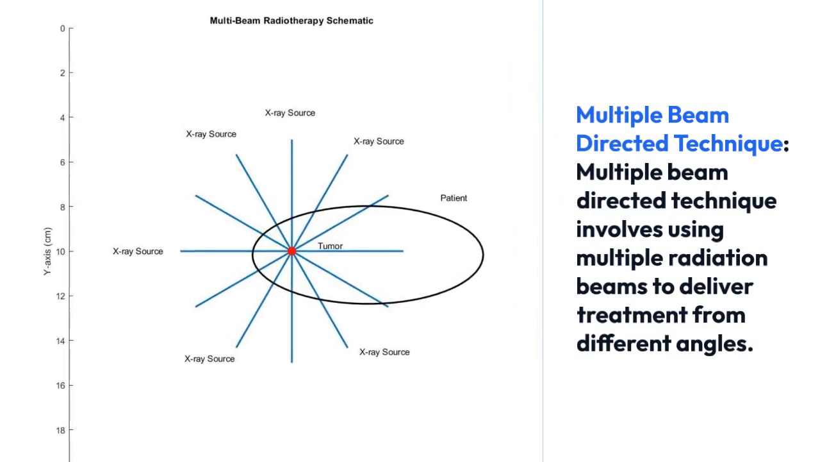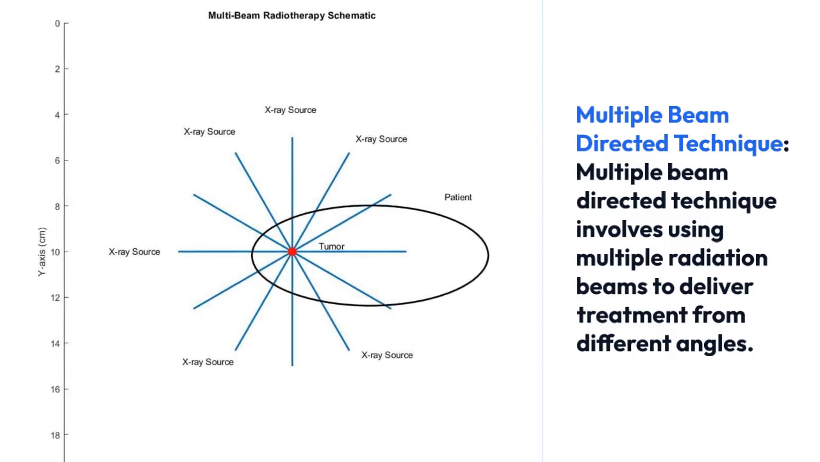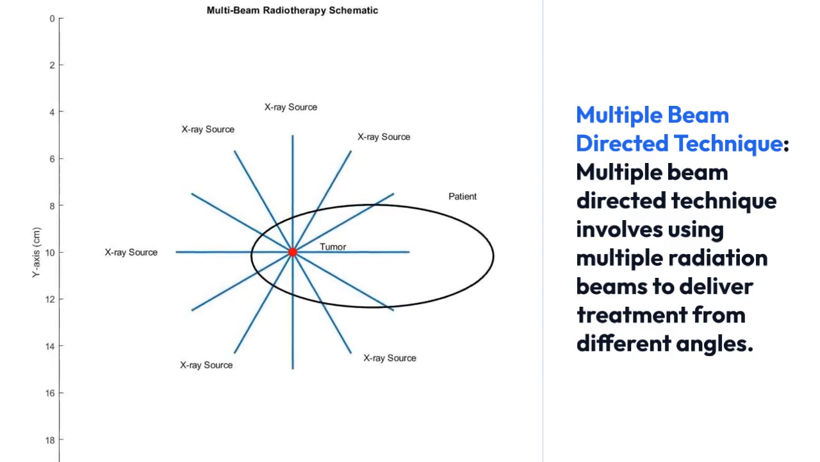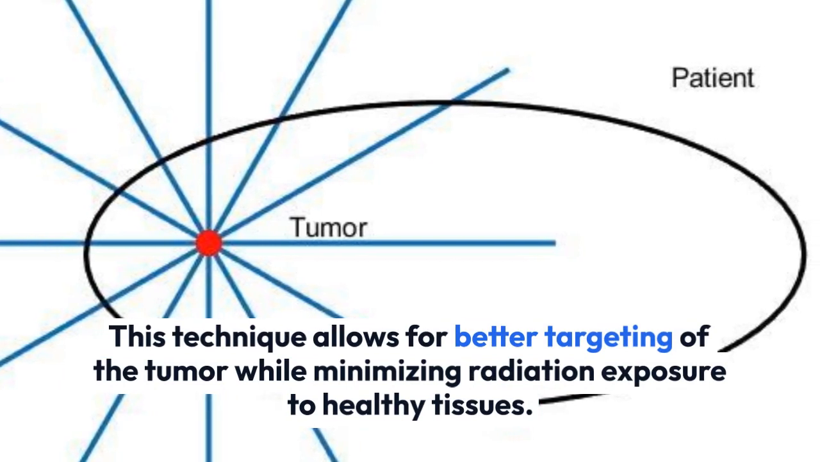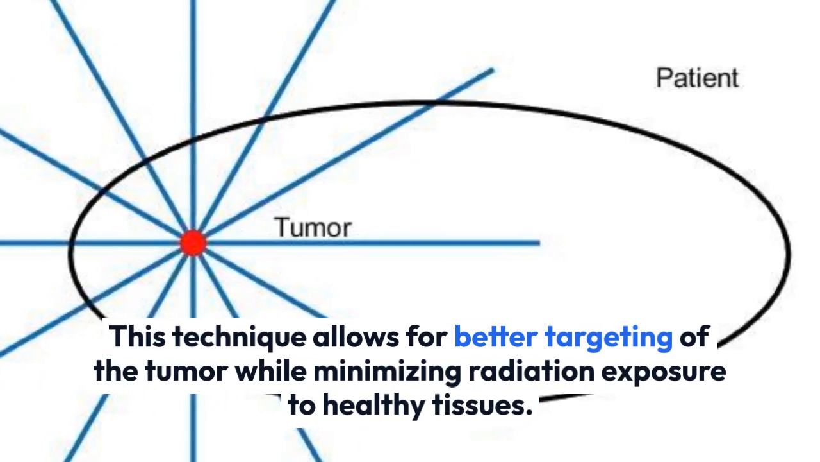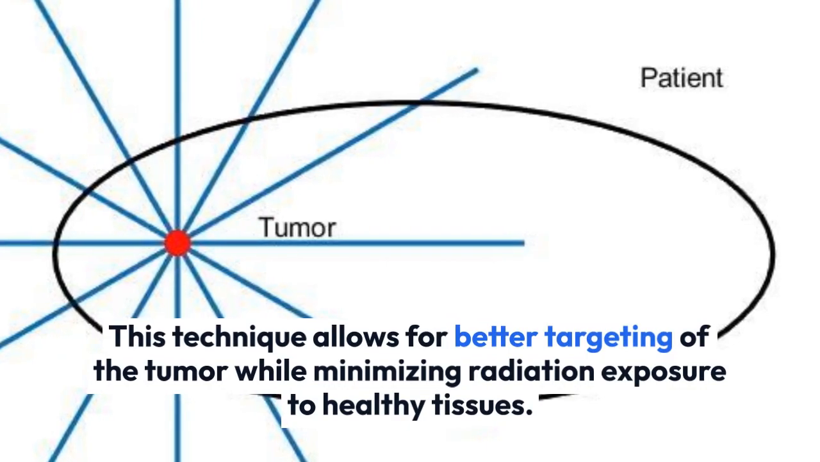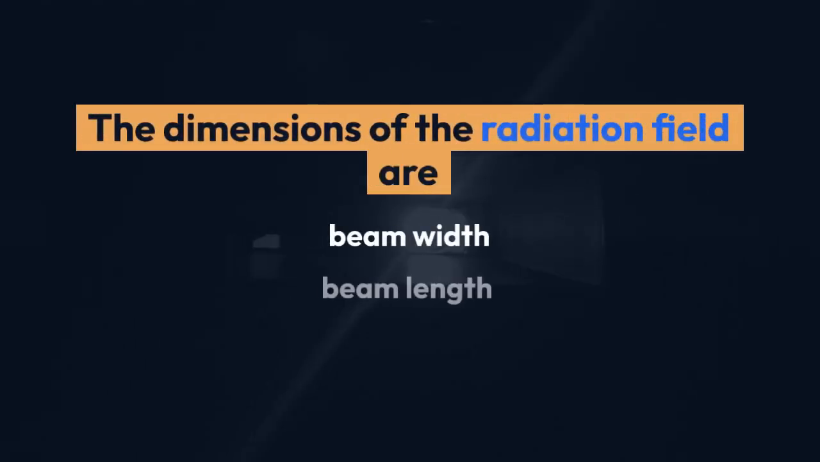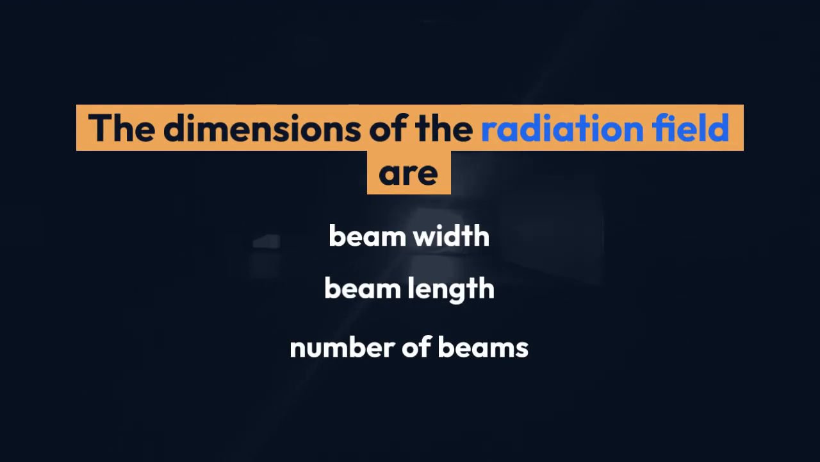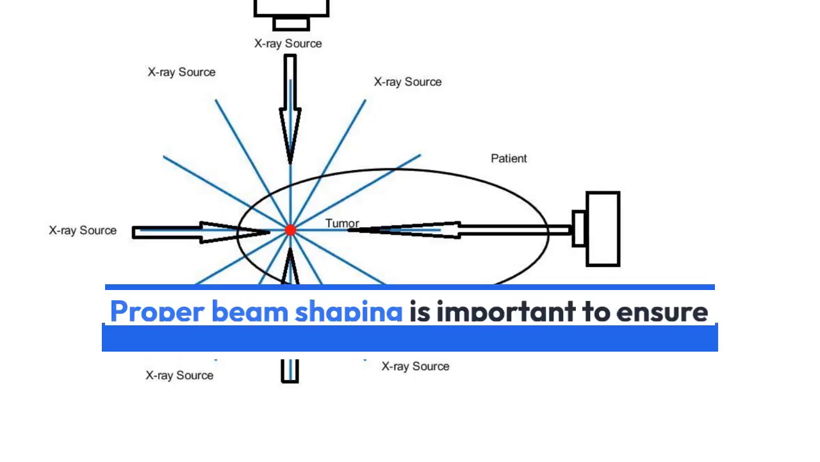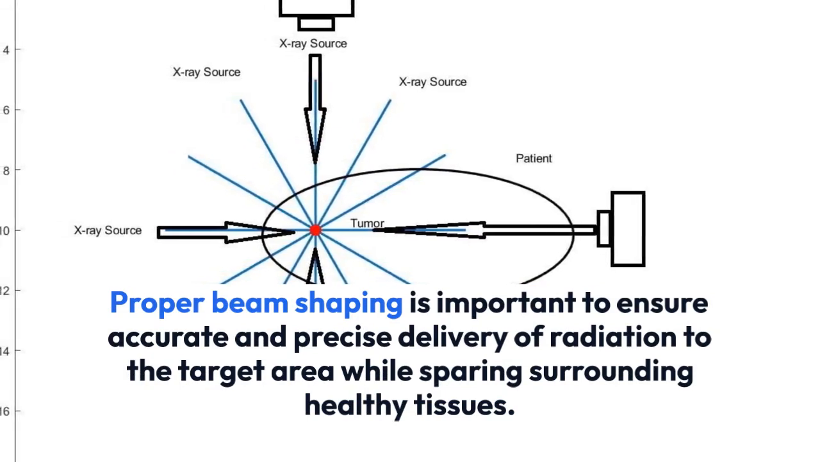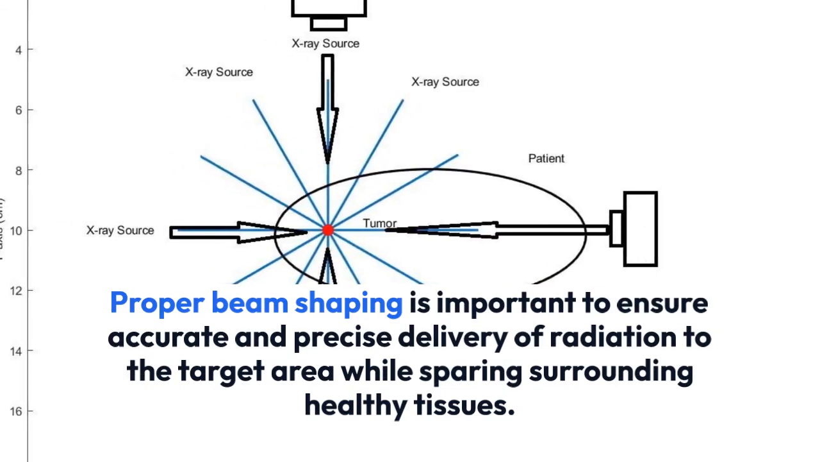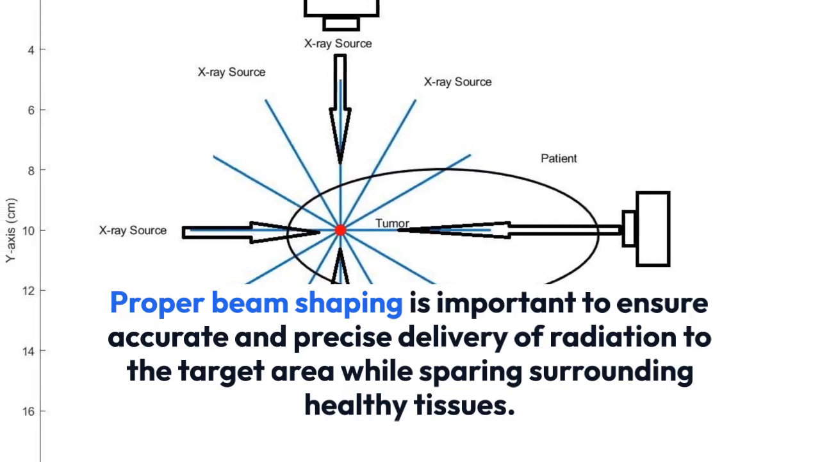Multiple beam directed technique involves using multiple radiation beams to deliver treatment from different angles. This technique allows for better targeting of tumor while minimizing radiation exposure to the healthy tissues. The dimensions of the radiation fields are beam width, beam length, number of beams. Proper beam shaping is important to ensure accurate and precise delivery of radiation to the target area while sparing surrounding healthy tissues.